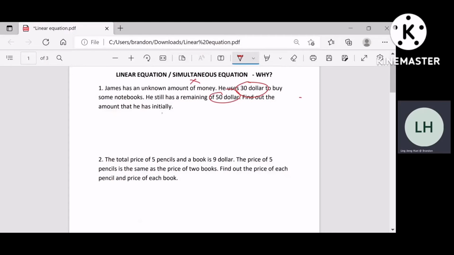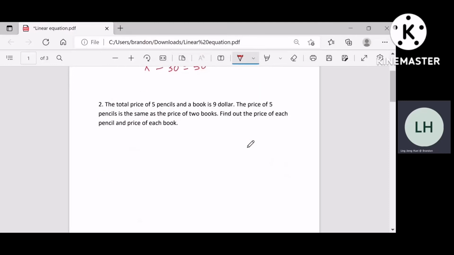With the knowledge that we know for linear equation, we can form a simple equation using X minus 30, since he's using $30, with the remaining of $50. So this is actually a simple illustration of how we can use linear equation to solve day-to-day life questions. I'm not going to move on to find out the answers. Basically, just a brief introduction about linear equation and simultaneous equation.